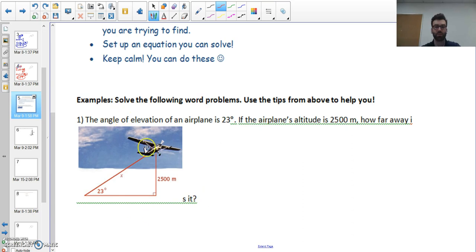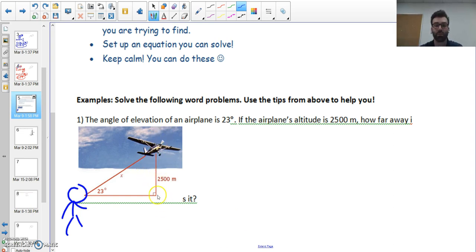Here we go. The angle of elevation of an airplane is 23 degrees. If the airplane's altitude is 2,500 meters, how far away is it? So here's this dude. Here's me, Mr. McConey, standing outside. Angle of elevation comes when I'm looking up at an object. I'm elevating my head, looking up at an object. So angle of elevation, I'm looking up at an object. The airplane's altitude is 2,500 meters.